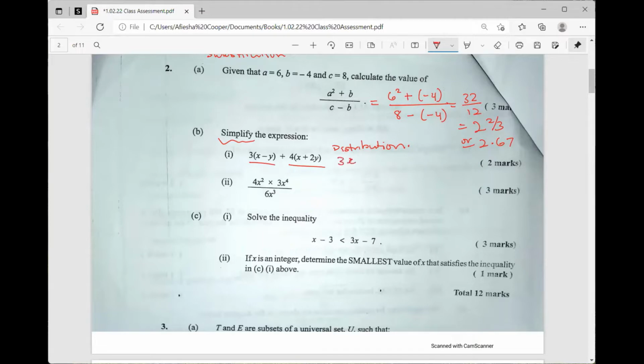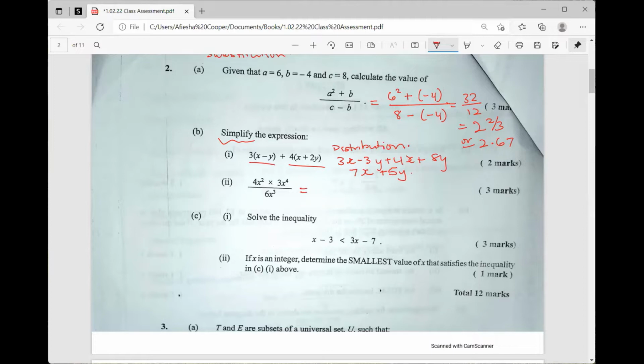So I'll end up with 3x minus 3y plus 4x plus 8y. That's from multiplying them out. And now I can group up my terms. So I can say 3x plus 4x is 7x and minus 3, pay attention, it's a negative 3, plus 8 will give me positive 5y. Don't give me 11y, it's not a positive 3, it's a negative 3. Pay attention and always take your time with your signs.